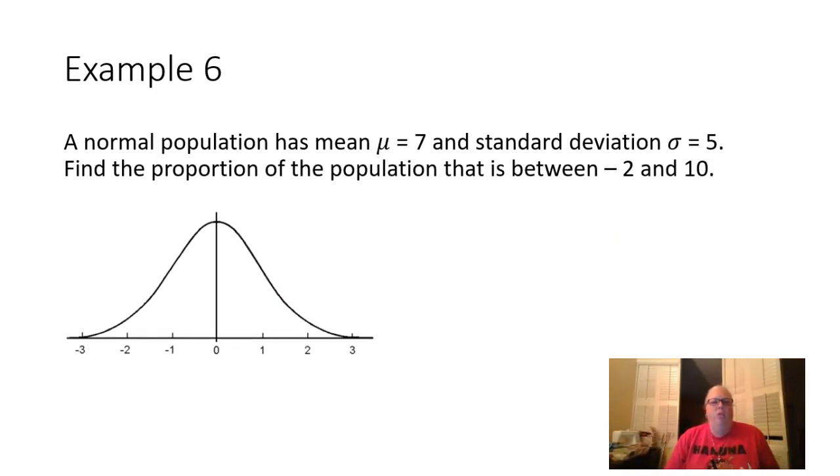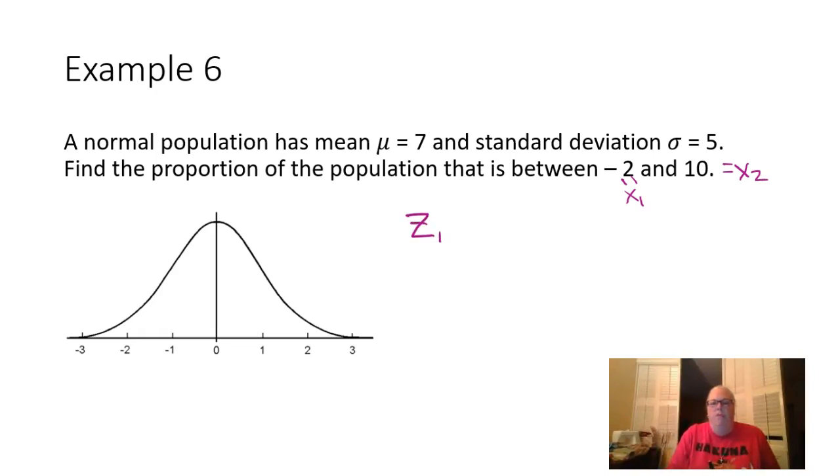Example 6. A normal population has a mean mu equal to 7 and a standard deviation sigma equal to 5. Find the proportion of the population that is between -2 and 10. So what we're going to have here is two z-scores. One of them is going to be for the data point -2, and the other one's going to be for the data point +10. Just to differentiate between the two, I'm going to say that the -2 is going to be x1, and then 10 is going to be x2, because we've got two different data points here.